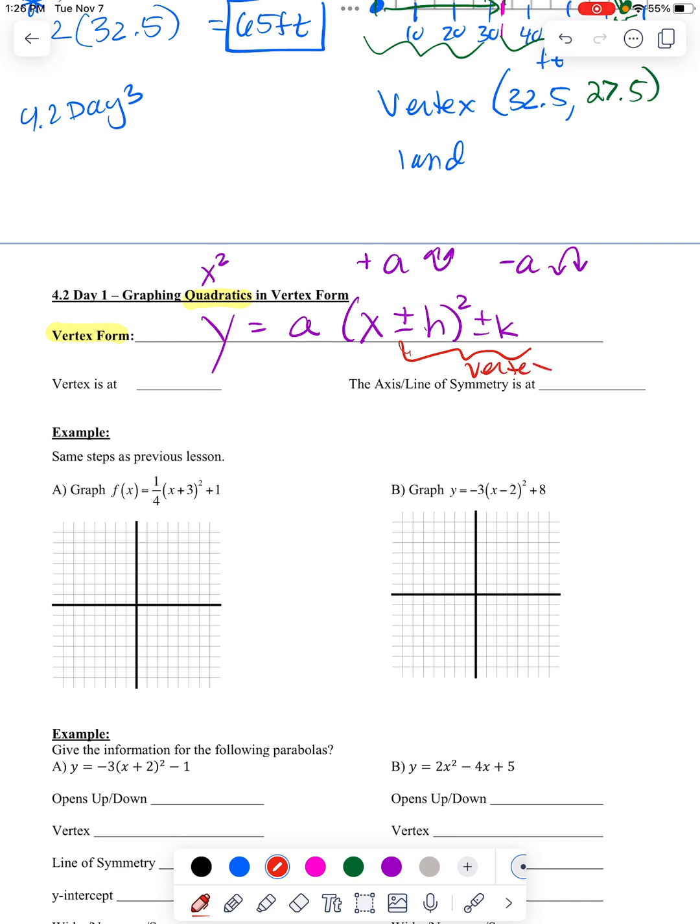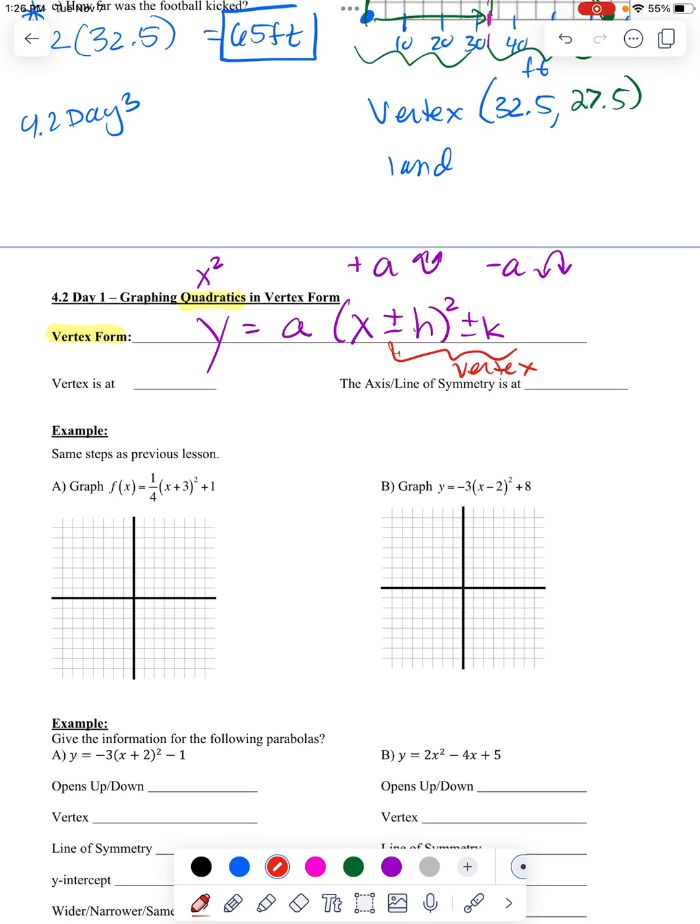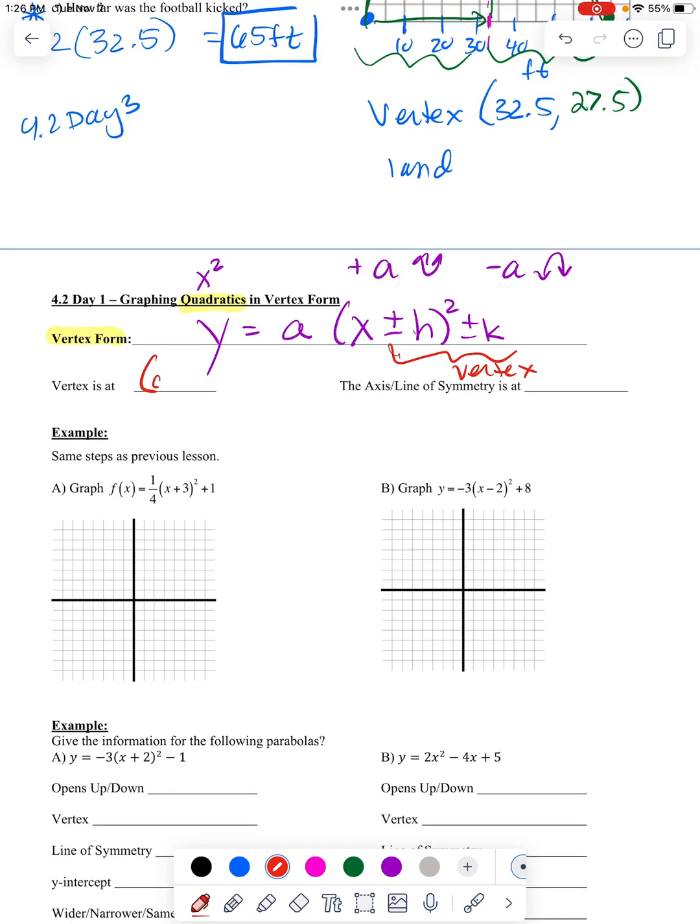These two things will tell you the vertex just like they did with absolute value, and also just like the absolute value, when you look at this one, the x part is going to be the opposite of what's inside the parentheses. So the opposite of h, and then k as is. So if you remember when we did absolute value, you would change the sign of the number that was inside the bars. You're going to do the same thing here and change the sign of the number that's inside the parentheses.